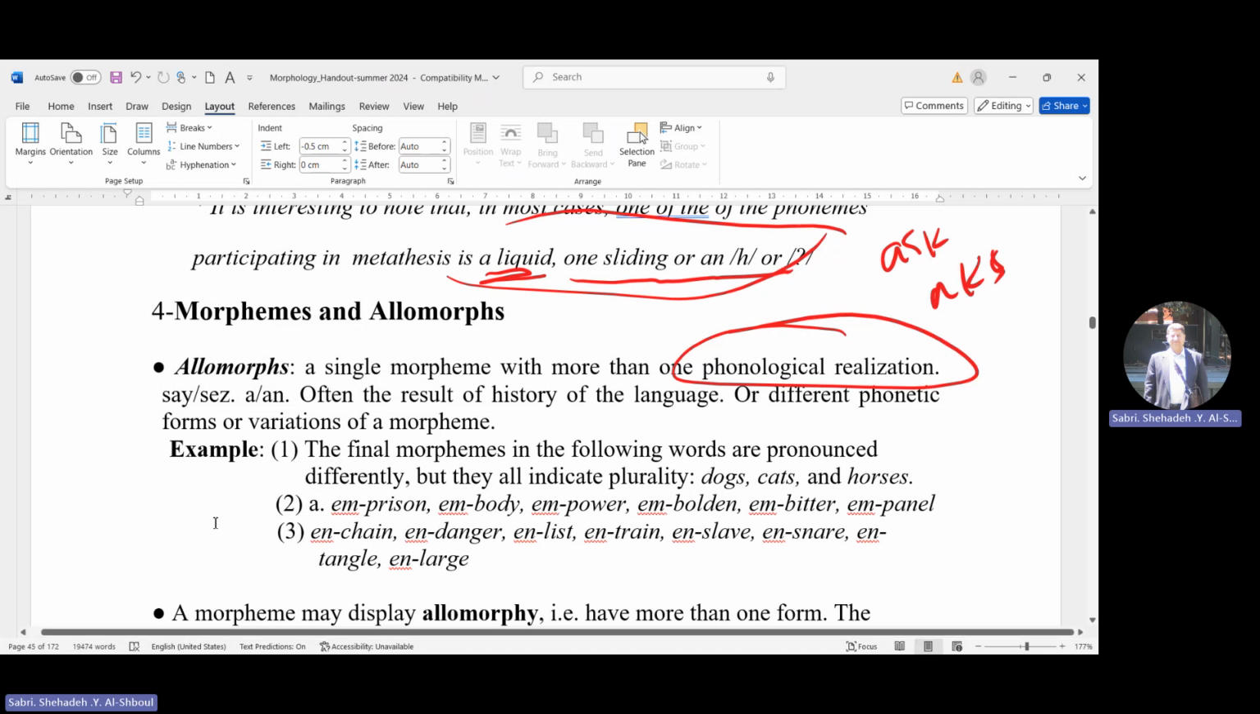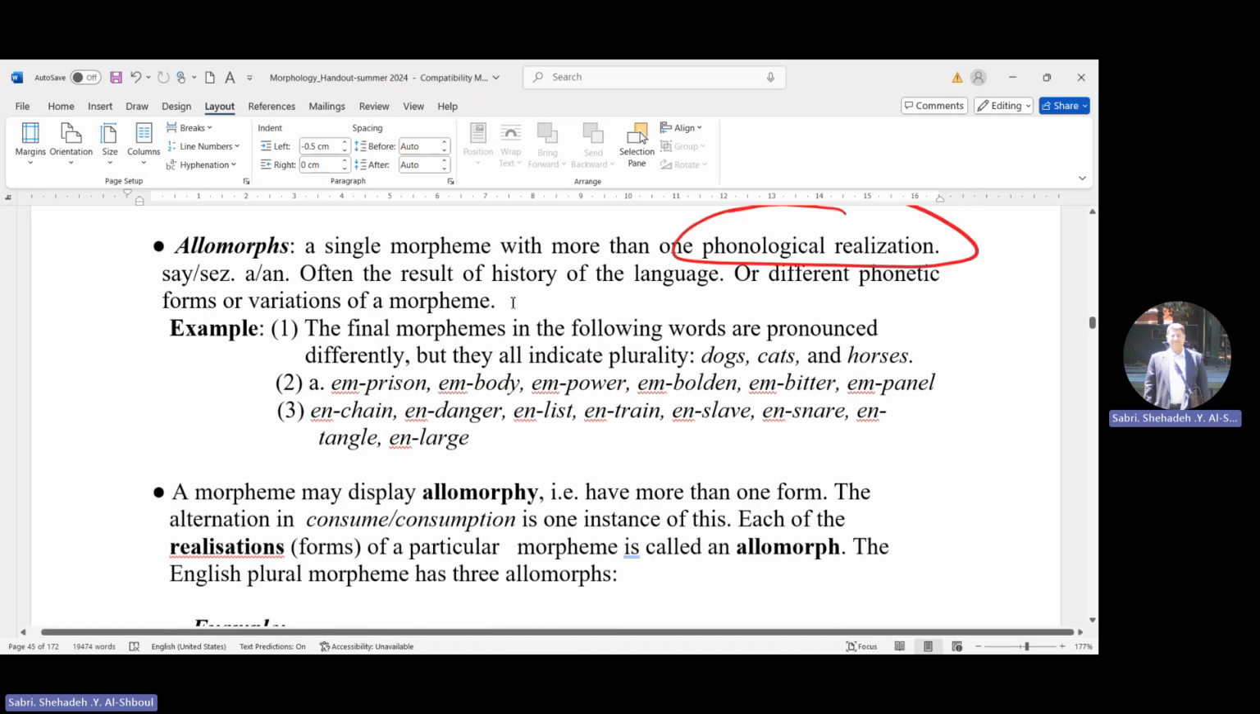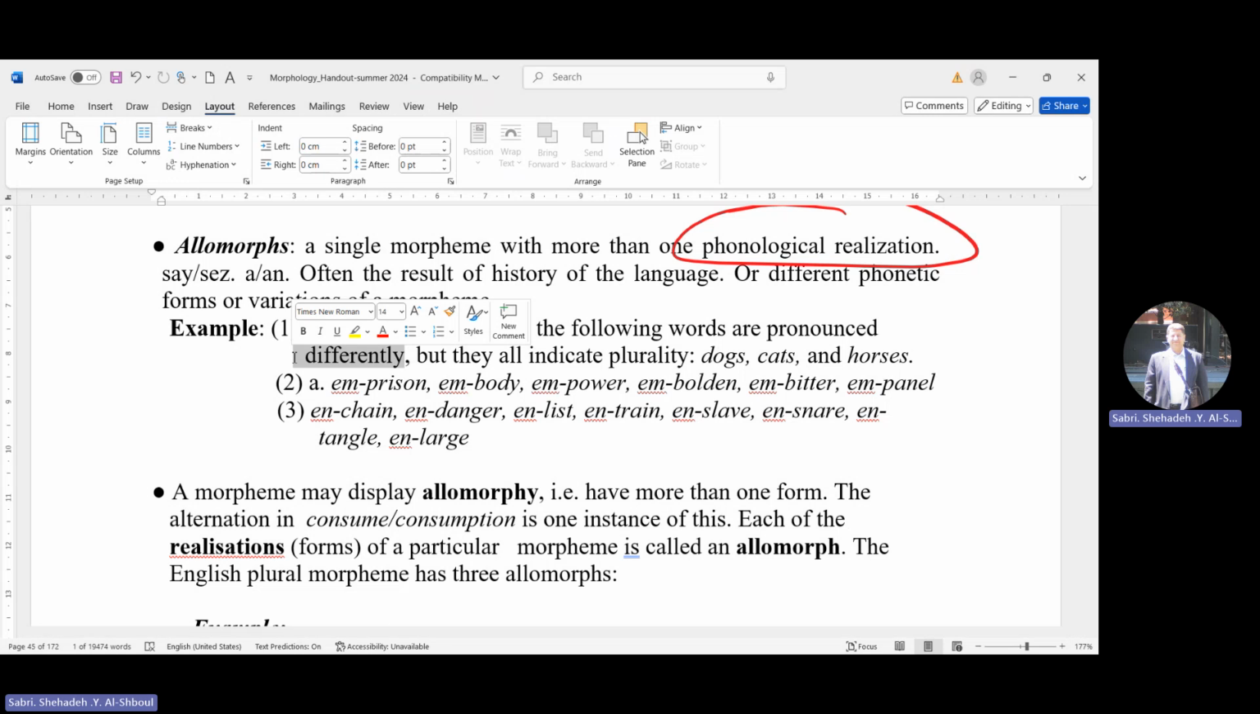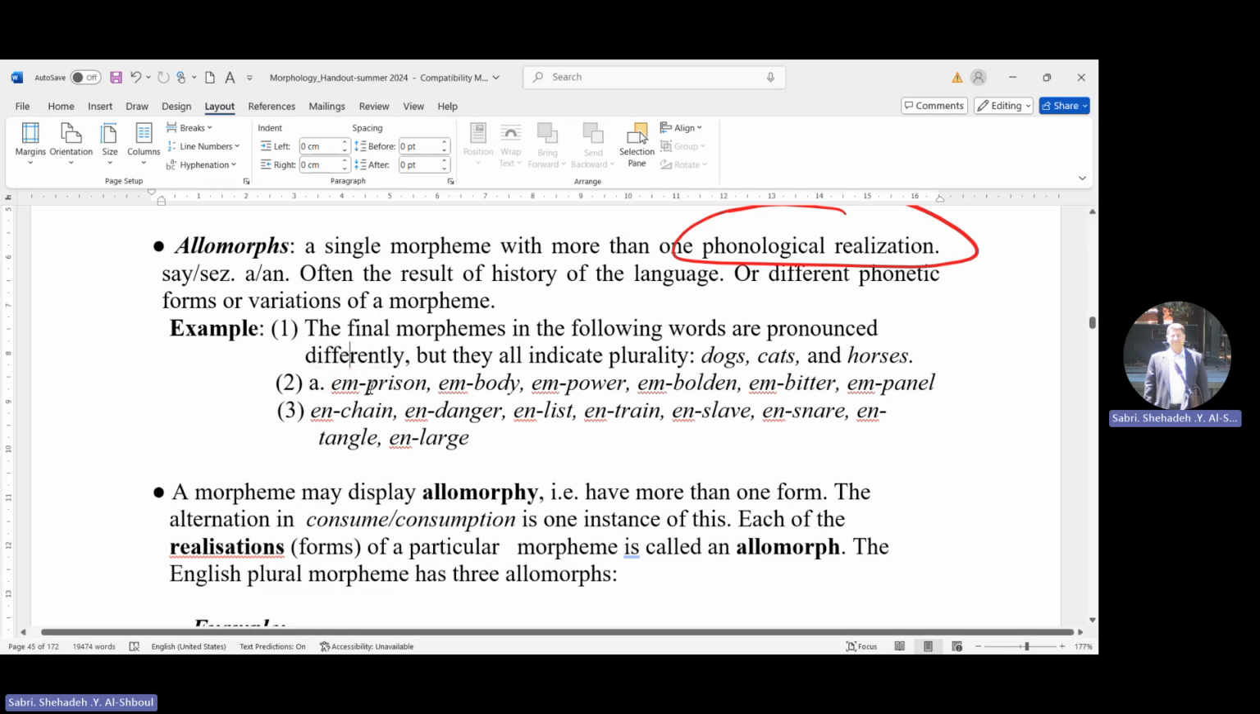So here, for example, we say the final morphemes in the following words are pronounced differently. Why? Because they depend upon the position, the adjacency to other sounds. So, for example, we have prison, imprison, right? Body, embody, power, empower, bolden, embolden, bitter, embitter, panel, impanel. But when the sound is ch, it is not im with ch, right? It is in with ch.